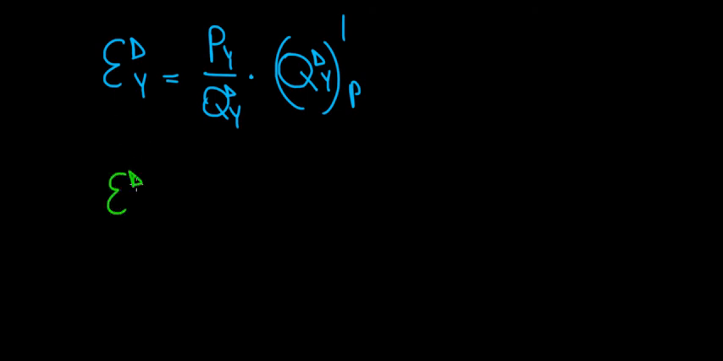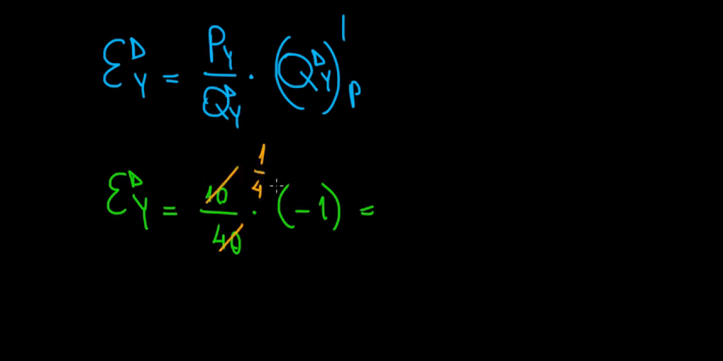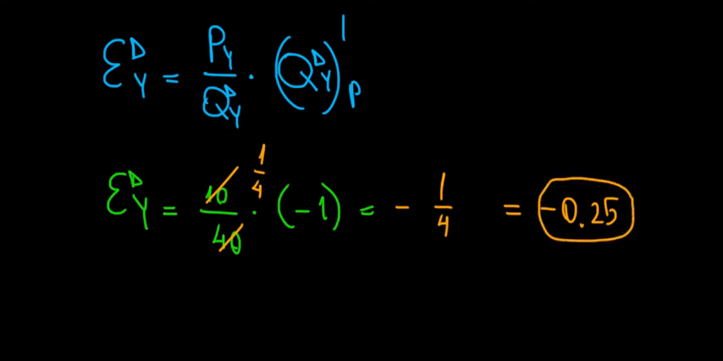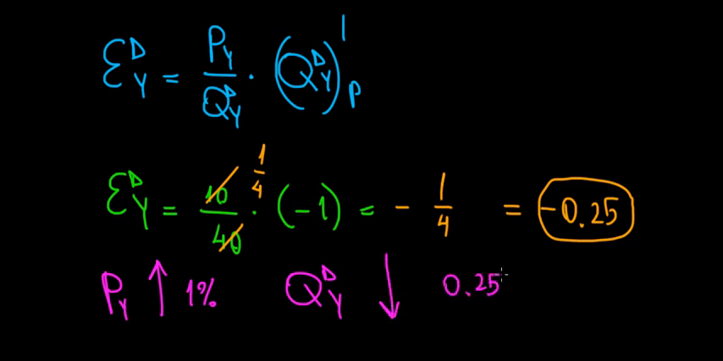The elasticity of demand for good Y is equal to that price, which is 10, over the quantity demanded we found to be 40, times the slope, which was minus 1. So 10 over 40 is just 1 over 4, times minus 1 is minus 1 divided by 4, and 1 divided by 4 is 0.25. So minus 0.25. How do we interpret this? The same way we interpreted the elasticity of demand for good X. If the price of good Y increases by 1%, then the quantity demanded of good Y goes down by 0.25%.